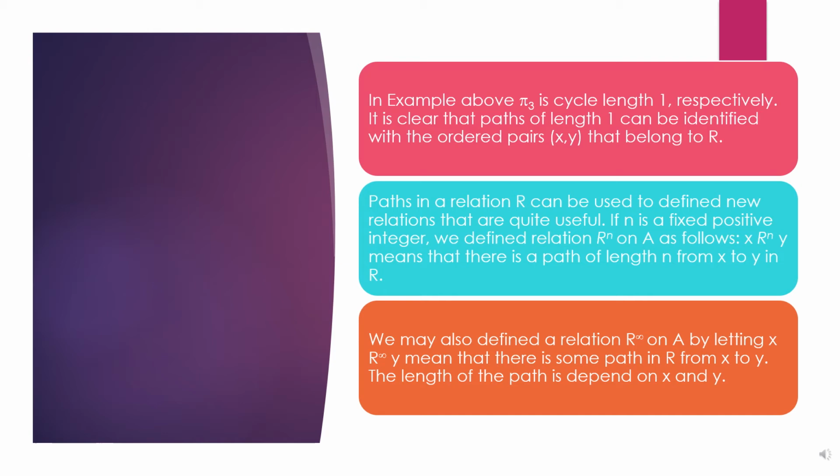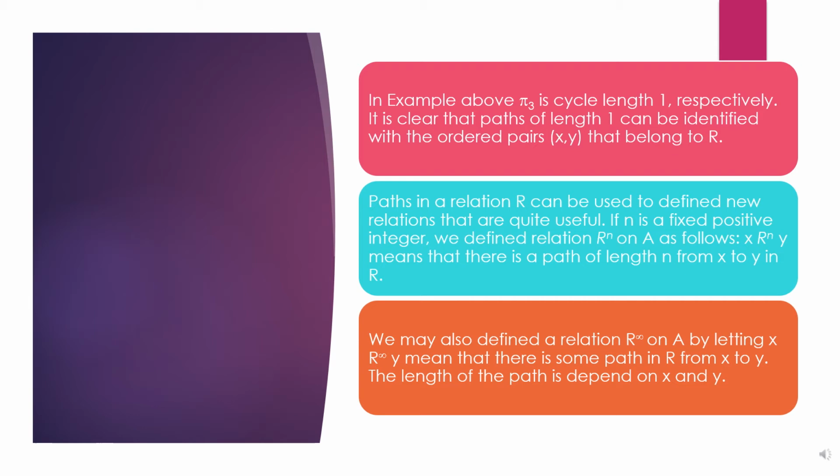In the example as explained in the table above, pi 3 is a cycle of length 1. It is clear that paths of length 1 can be identified with the ordered pairs (x, y) that belong to R. Paths in relation R can be used to define new relations that are quite useful.